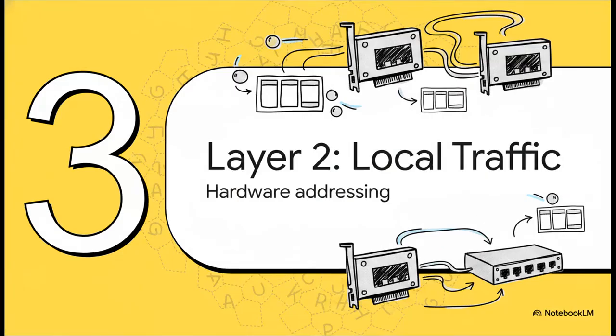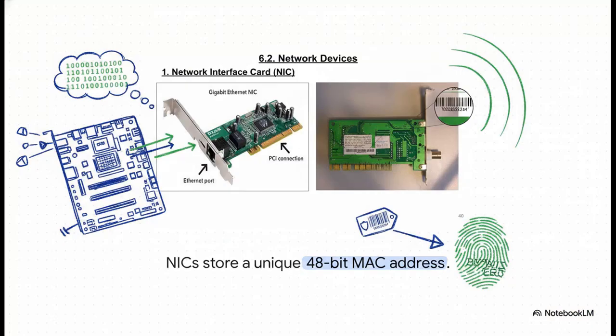Which brings us to Section 3, Layer 2, focusing on local network traffic. So to solve that massive collision problem, we have to move up a layer and introduce some basic intelligence to our local network. And to even participate in a Layer 2 network, a device needs a network interface card, or a NIC. Whether that's a hardwired gigabit Ethernet card plugging into a motherboard or a wireless adapter, the NIC provides the physical connection. But most importantly, it securely stores a unique 48-bit hexadecimal MAC address. Think of this as a permanent digital fingerprint that's hard-coded right in there by the manufacturer.